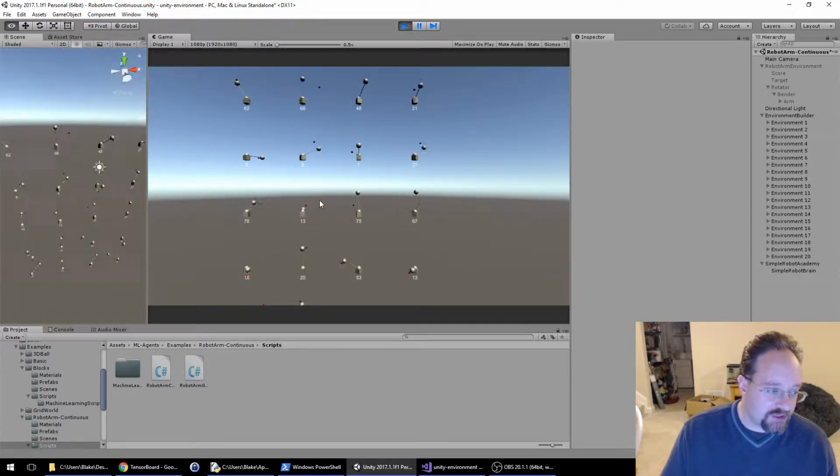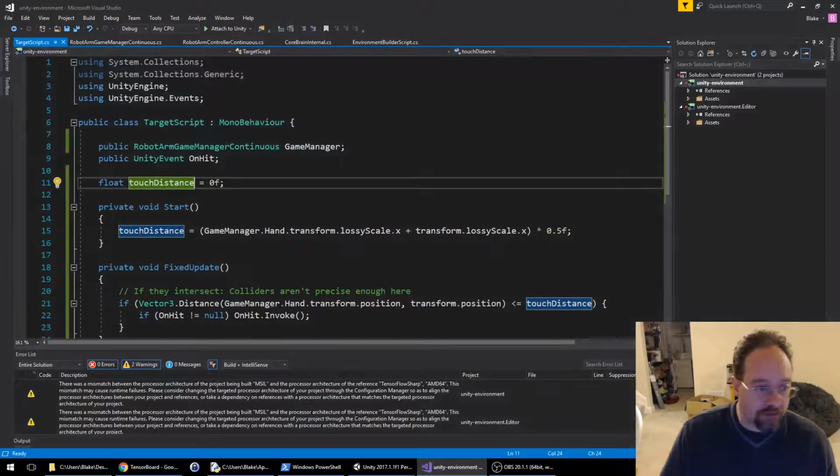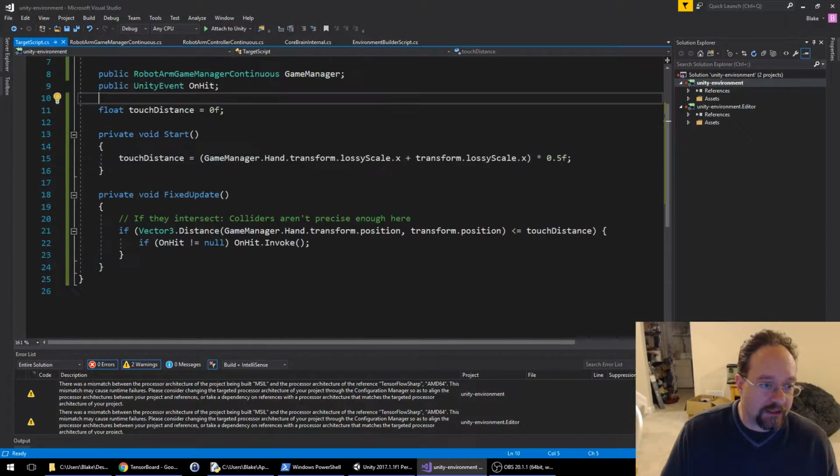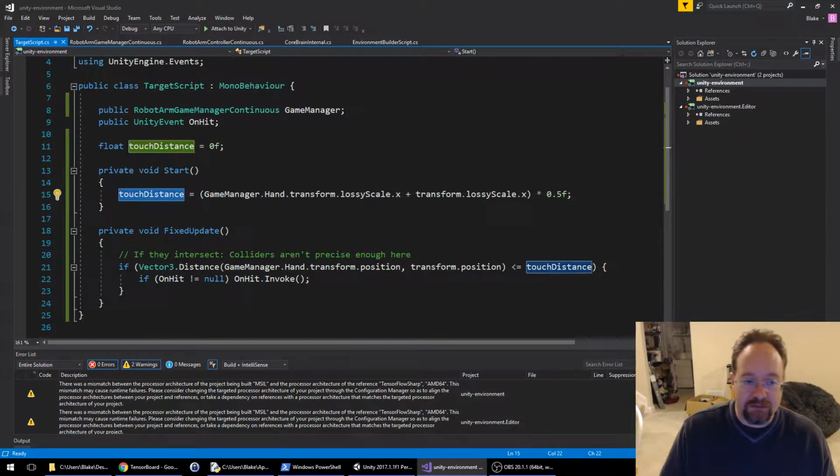One of the modifications that I made was that I went away from using Unity's built-in collider system, and I went over to doing a direct distance calculation. And so I'll show you what that looks like here. When the game starts, I figure out what the touch distance is based on the size of the hand and the size of the target. And then I divide that by 2 because I want the radius, not the diameter. And then I just do a distance calculation based on that touch distance.